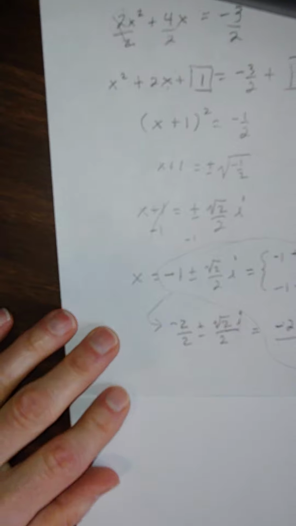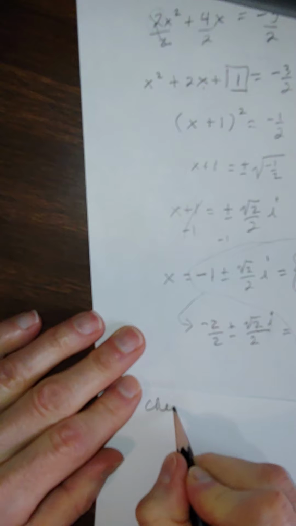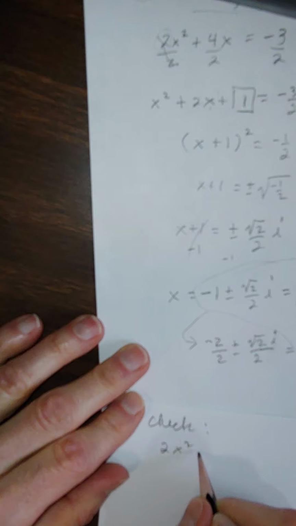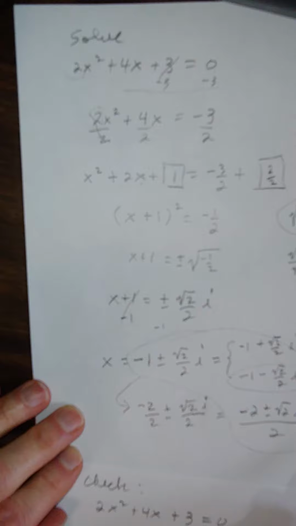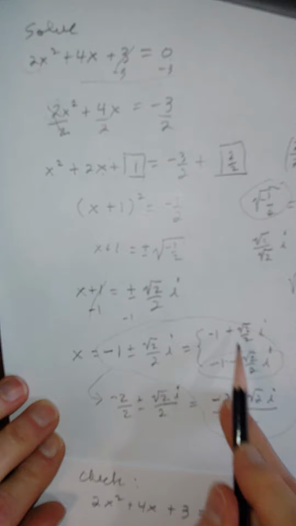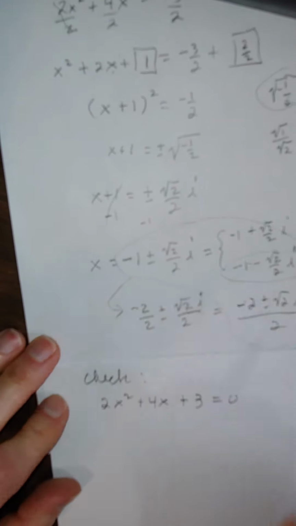Should we check one of those answers just to show you it works? I'll do that, I guess. So here's the original problem. Let's check one of the answers. The original problem is 2x squared plus 4x plus 3 equals 0. Let me check, let's say, that one, the negative one with the complex number with the negative. Remember, notice these are complex conjugates. That's how the answers come out, like this, with the complex answers.